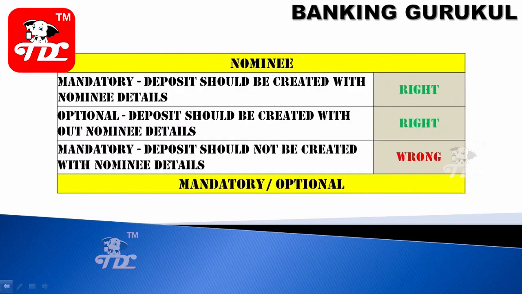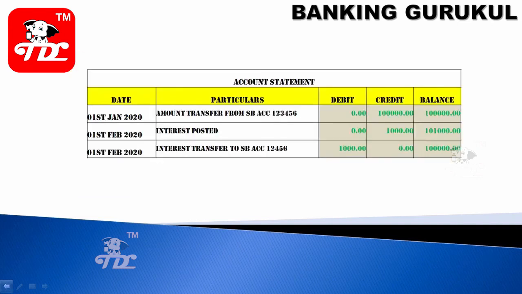And nominee. At product level, if you say yes, the deposit should be opened with nominee details only. If they say optional, you can open a deposit with or without. But if they say mandatory and the account is opened without nominee details, this is a negative, wrong scenario. You have to test the nominee details mandatory option.